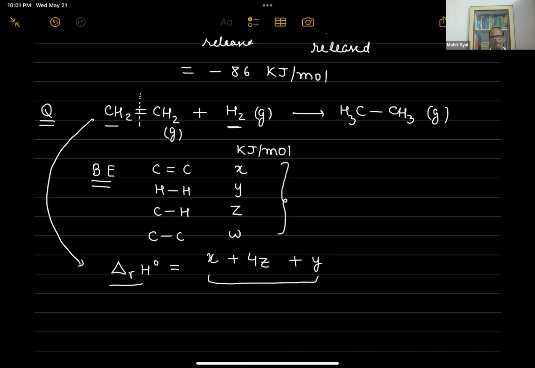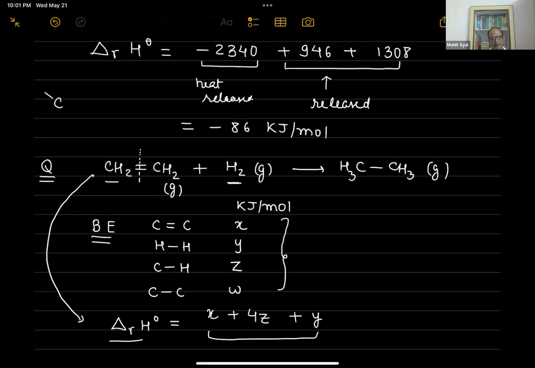Yes, sir. So how are we taking 4Z? How many bonds are broken on C? Carbon is tetravalent, so I need to break 4 bonds. Whatever the bond energy of the C-H bond, I need to put 4 times of that energy. So 4 times Z, right?